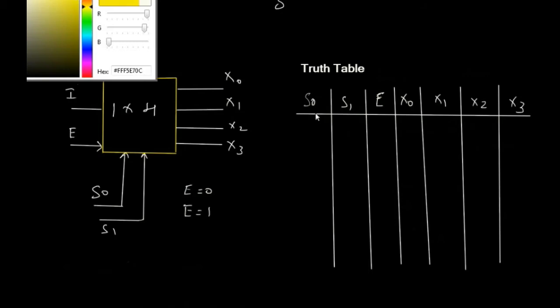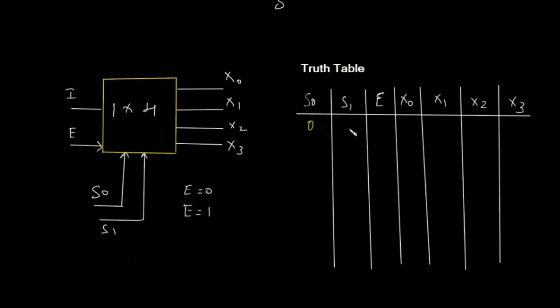In the beginning, S0 is 0, S1 is 0, and E is also 0. I told you in the beginning, if E is 0, nothing will be displayed on the output side. Now since we have two combinations of inputs, S0 and S1, it can be 0 0, and the enable can be kept at high. If the enable is kept at high, the 0 0 condition is given.